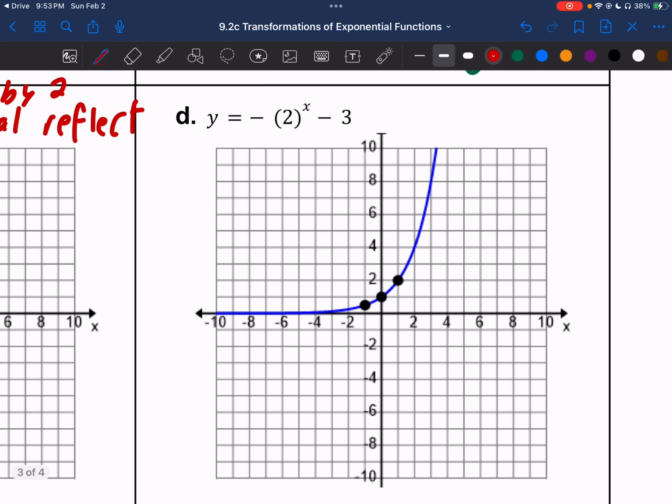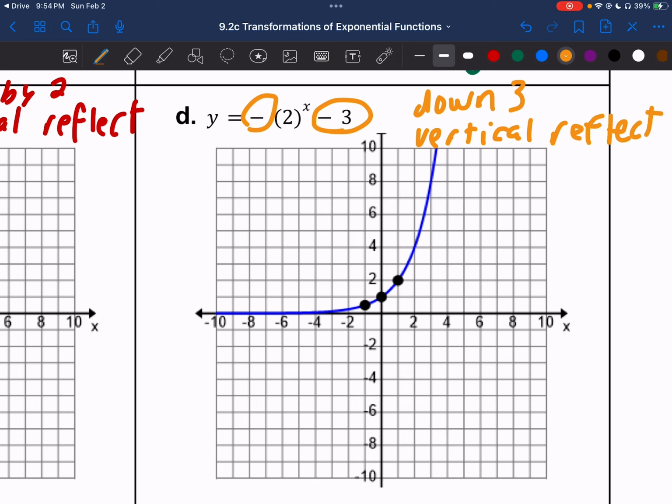All right, now we have letter D. Letter D is giving us negative 2 to the x power minus 3. So we have down 3, and we have vertical reflection. All right, so we're going to flip it, and then we're going to shift it. So positive 1/2 becomes negative 1/2, and then we go down 3. So 1, 2, 3. So we get negative 3.5.